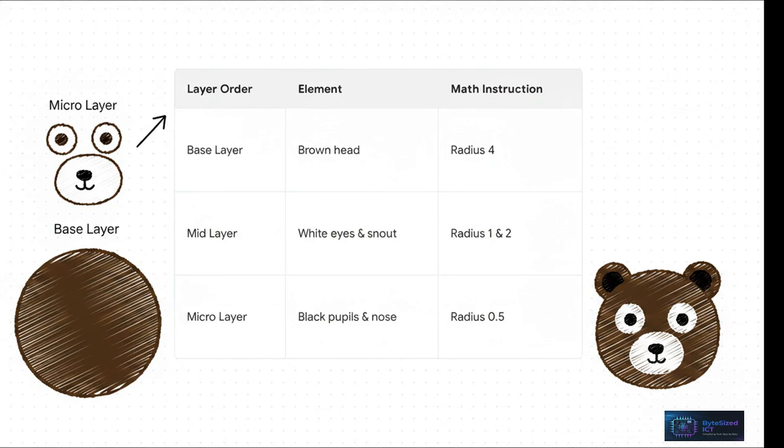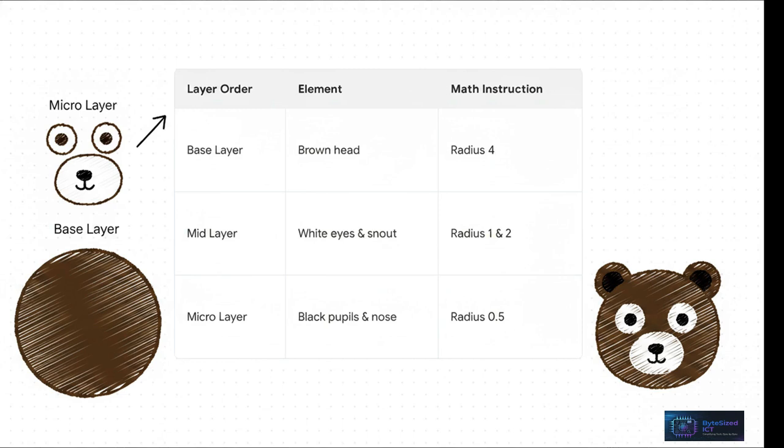Now, outlining flat shapes is one thing, but what about depth? If we're drawing the features of a bear's face, we have to start thinking in 3D, specifically Z-order stacking. You have to build from the back to the front. If you don't, that giant brown head is going to completely cover up the eyes and the nose.